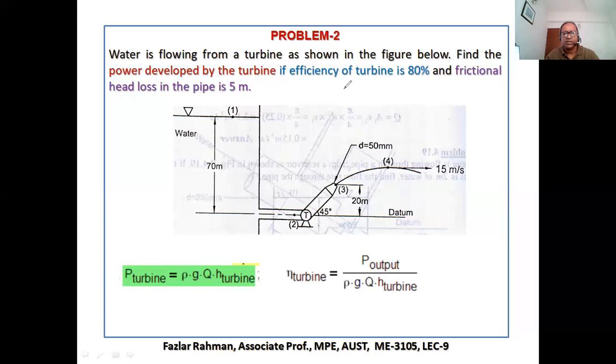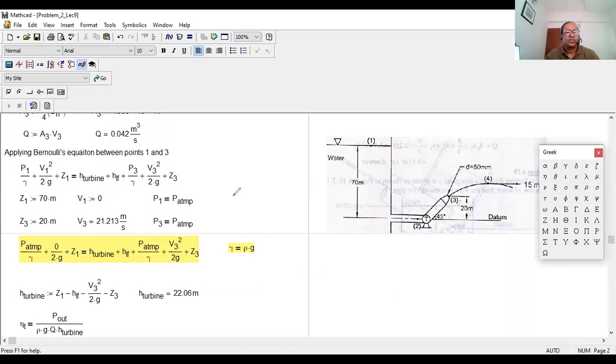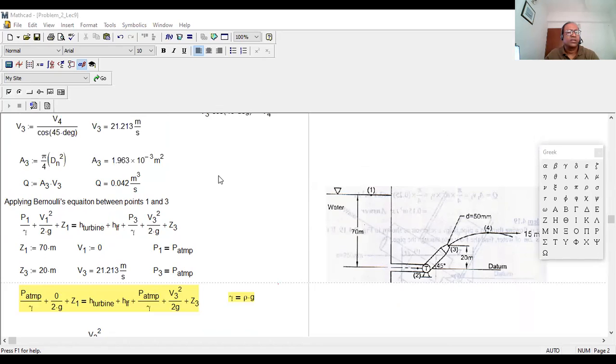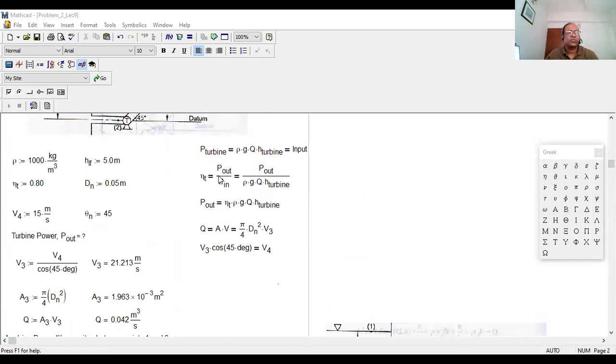Anyone? Any questions? No? You see at the top, the frictional head loss we already wrote down over here. It is equal to 5 meter, given. So any question?